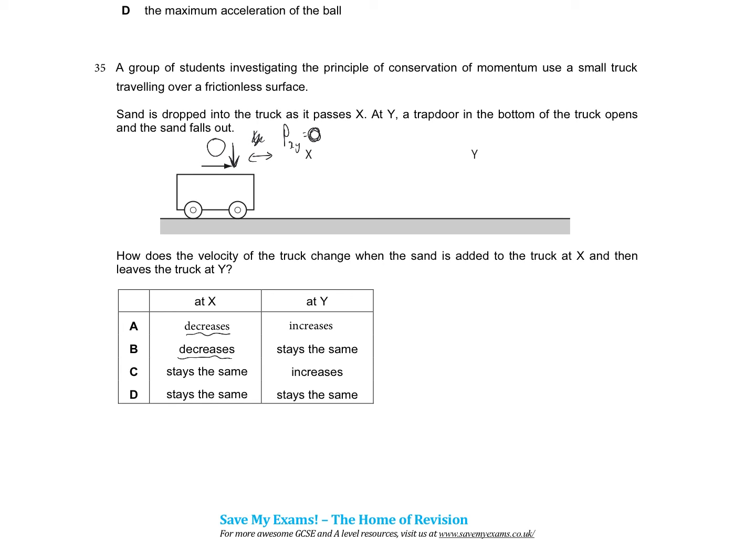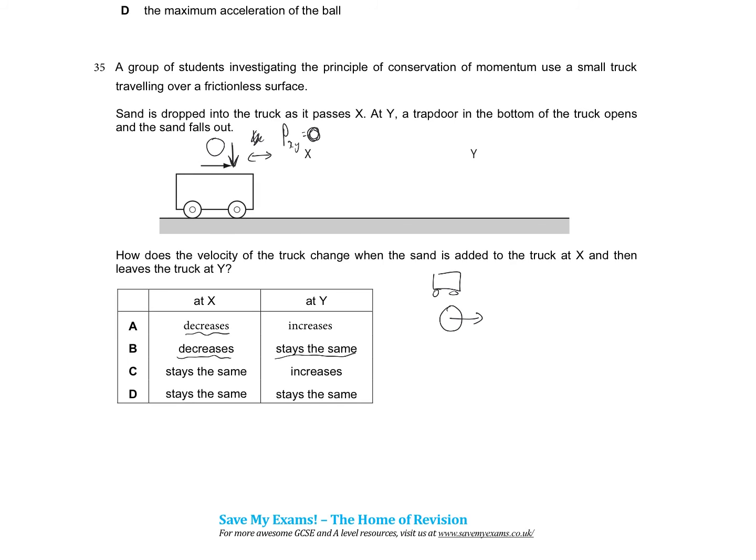So now they're both moving together, and the sand falls out. Now when the sand is released out the bottom of the truck, which I'm showing here, it's going to still have that momentum in the right direction. So actually the velocity of the truck will stay the same, because I suppose the amount of momentum per unit mass is staying the same. That sand is falling out, and it's still moving to the right with the same velocity. If you don't believe me, hold a pen, move it across your desk at constant velocity, release the pen, and it will keep moving at the same velocity it initially had. The answer here is B.